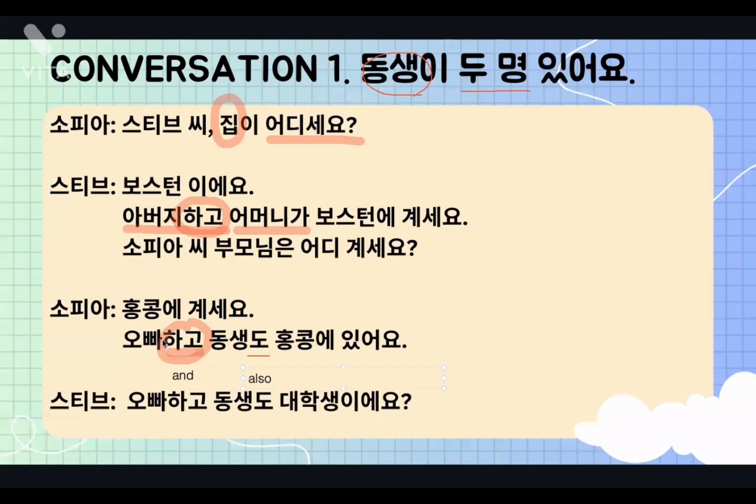And also from here, Sophia said 오빠. Why? Because she's female. So she has an older brother, so she should call him 오빠. But in this part, younger sibling. So we don't know yet whether it's a younger brother or younger sister, right? And then Steve asks, 오빠하고 동생도 대학생이에요? Oh, are your older brother and younger sibling college students too? 자, 대학생 나왔죠? So what was graduate student? 대학원생이었죠. Then let's go to the next one.